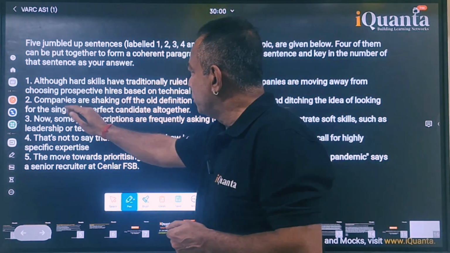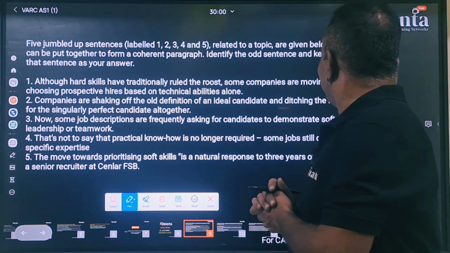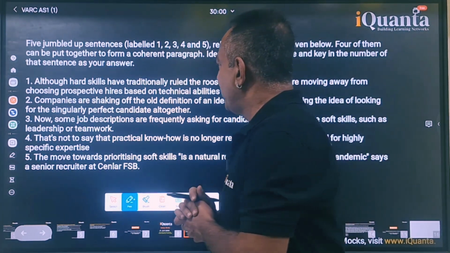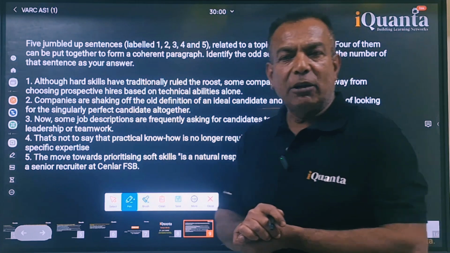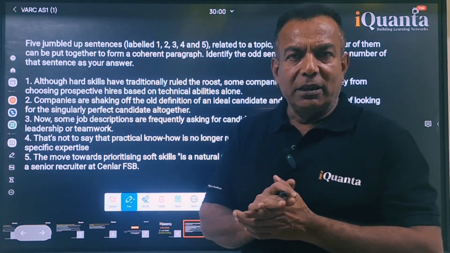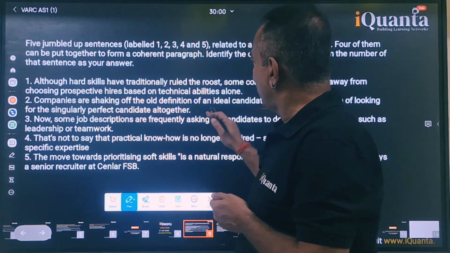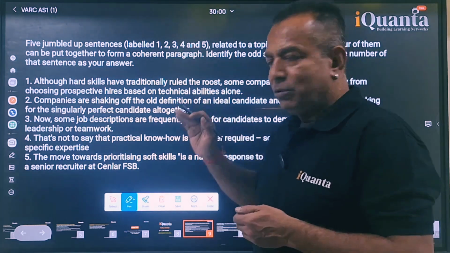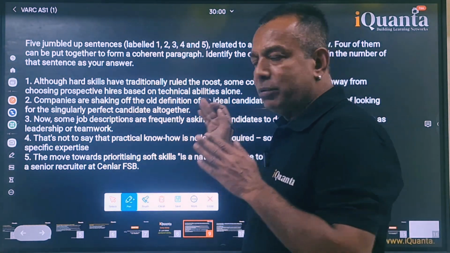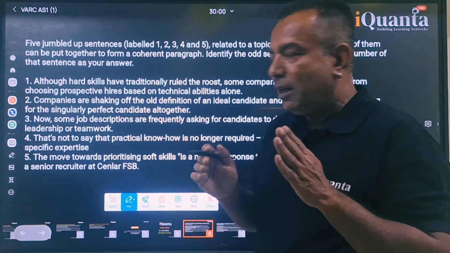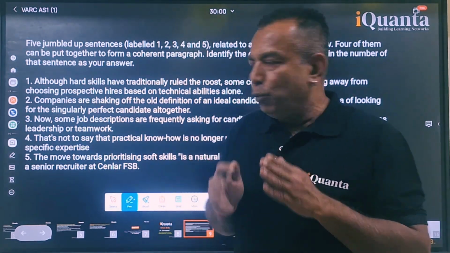So that's 1. Number 2, companies are shaking off the old definition of an ideal candidate and ditching the idea of looking for the singularly perfect candidate altogether. Now here they are just talking about the old definition. They are not talking about hard skills or soft skills or what is needed or what they are looking for. क्या उनको चाहिए, वो नहीं बात कर रहे हैं. वो कह रहे हैं कि भाई पुराना definition जो था एक ideal candidate का, उसको छोड़ के now they are looking, मतलब वो जो perfect candidate वो समझते थे पहले के हिसाब से. So now they are ditching that idea. That means उसको अब हटा रहे हैं. They are going towards something new.